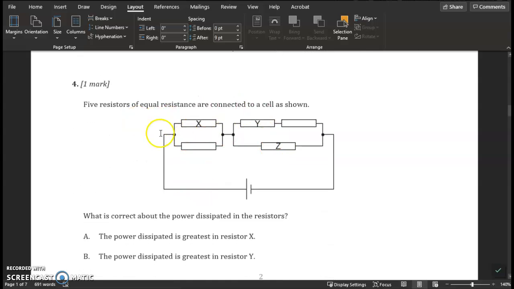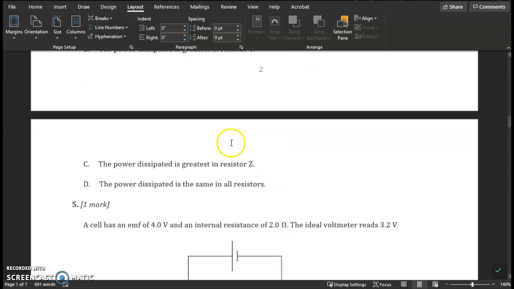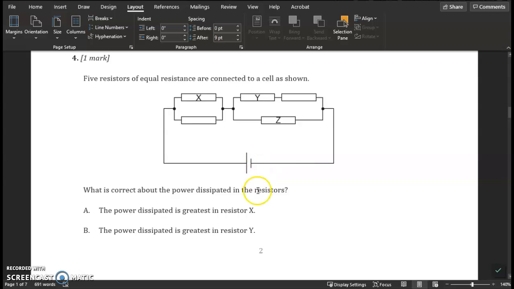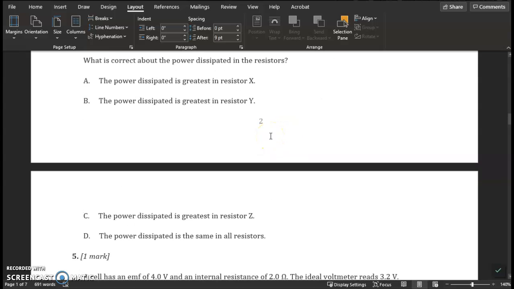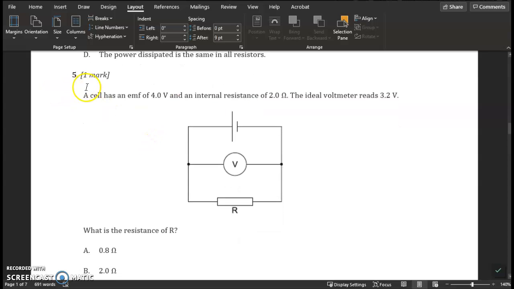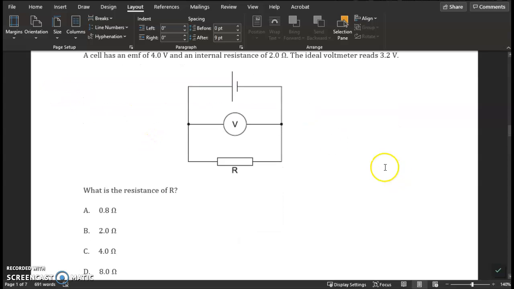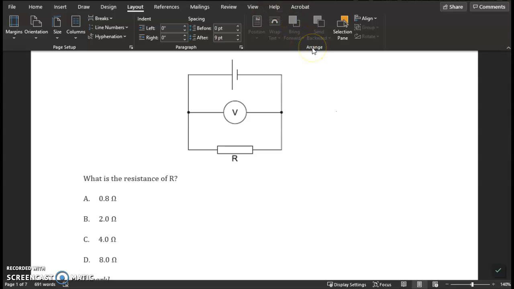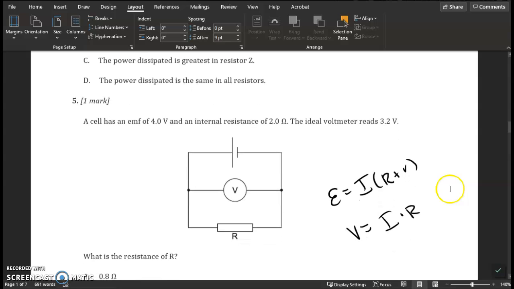This question, you should be able to answer as 5.2, but if not, build this in PhET and check it. Remember, power is proportional to current squared. Okay, question 5. This is internal resistance, so you will use this equation. Epsilon is equal to I times big R plus little r. Get your current. And then the voltage dropped across this external resistor equals I times R.